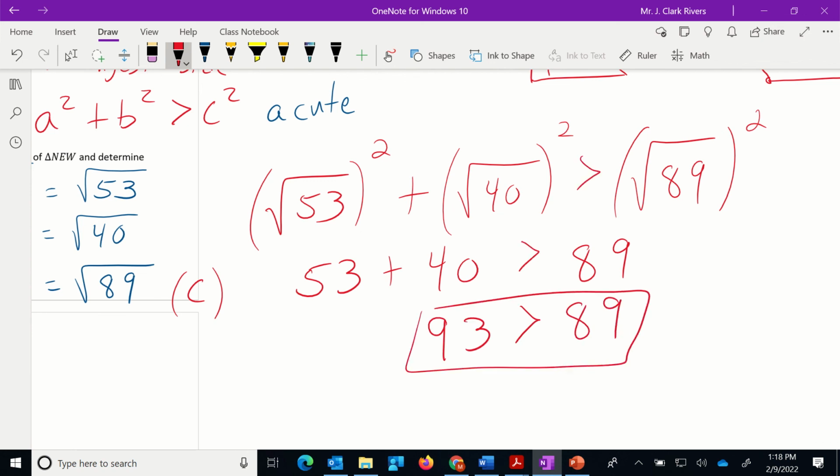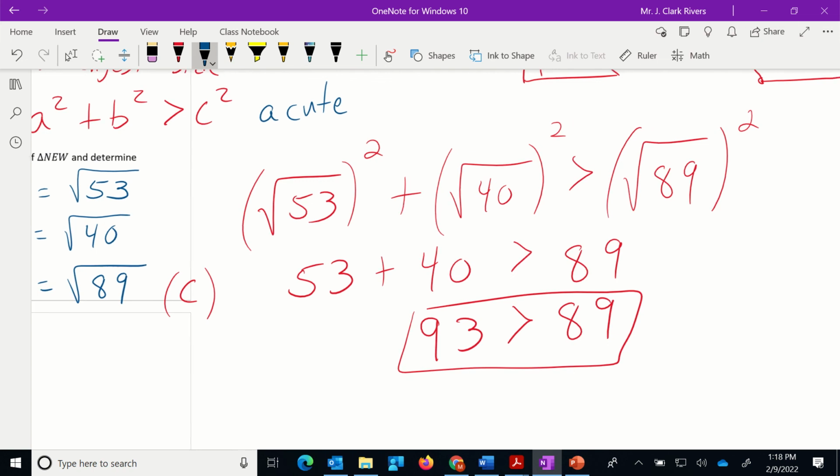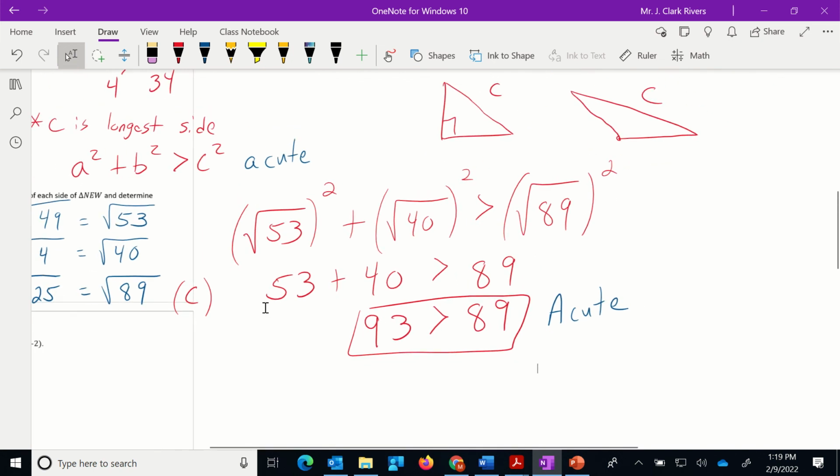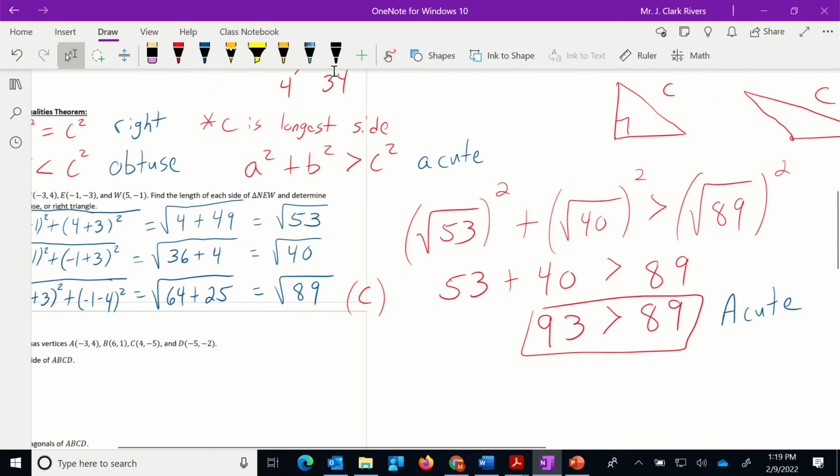So what that means is this is what? That's an acute triangle. If the two shorter sides squared are greater than the longest side squared, that's going to be an acute triangle. Back up. I think I said that wrong. The longest side relative to the two shorter sides is not as long as compared to a right triangle where it is equal, right? Okay, so there you go. That's an acute triangle there.